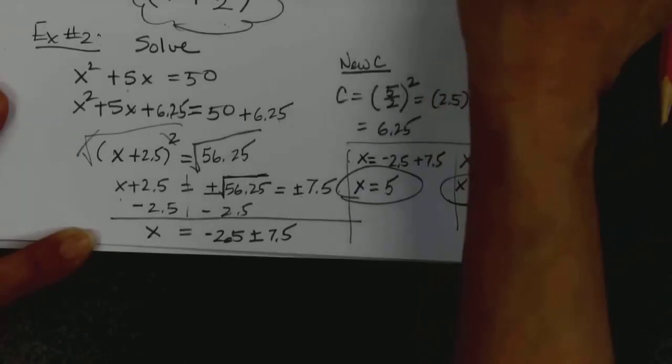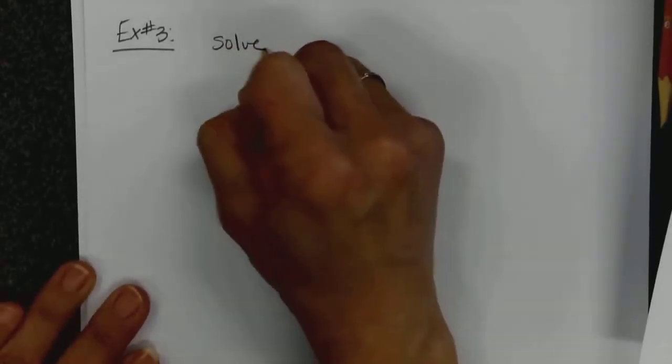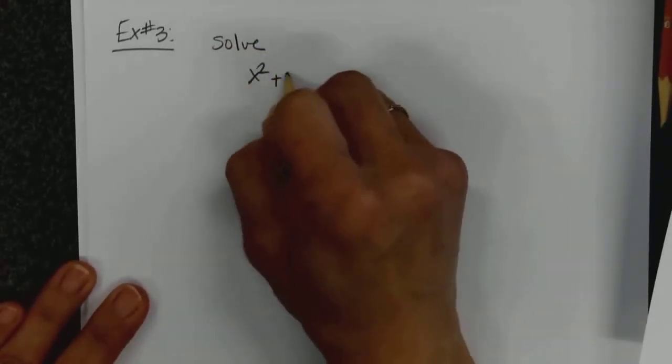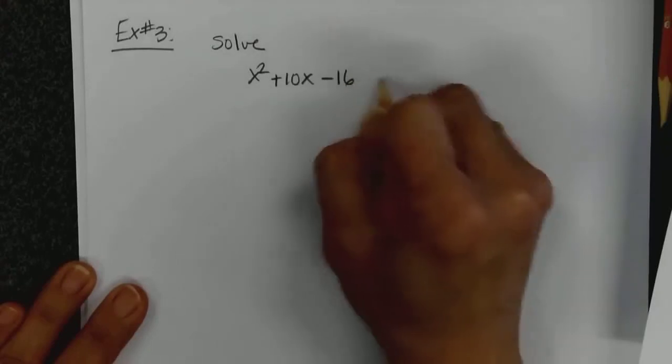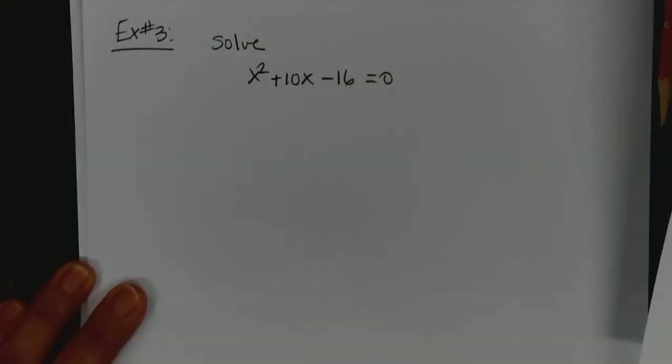All right, so let's try one more. Ready? Example number 3. Solve x squared plus 10x minus 16 is equal to 0.